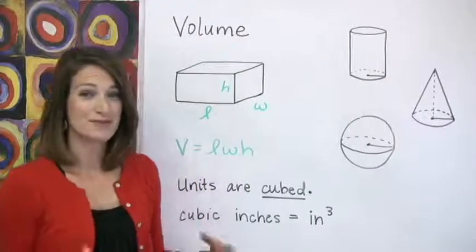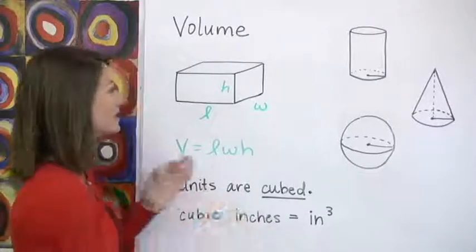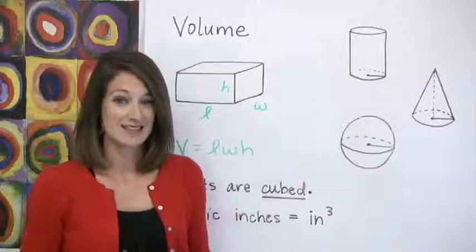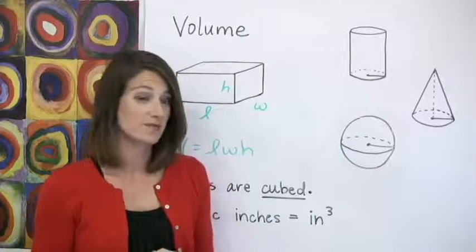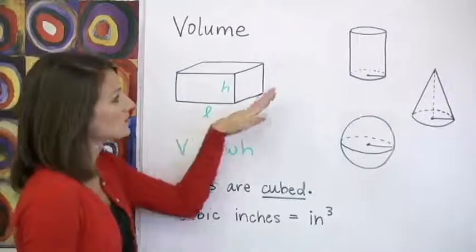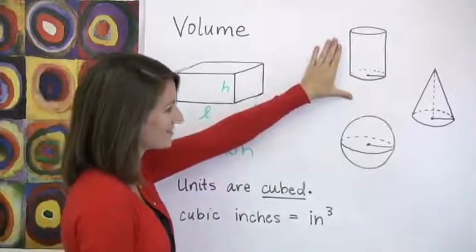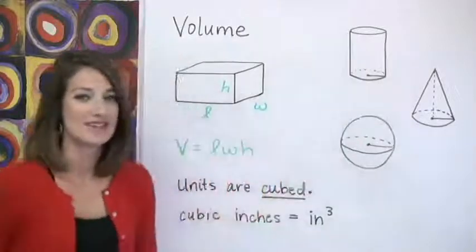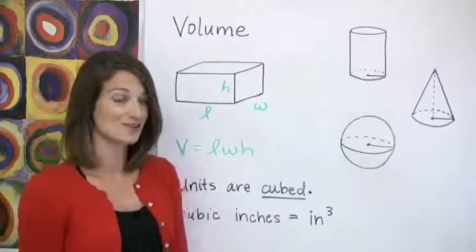Now, volume is a measure that we use in order to determine the amount of space enclosed inside a solid object. In this section, we're going to work with a few different types of those objects, the first of which is a rectangular solid. You'll also see some right circular cylinders, some cones, and some spheres. First, though, let's see how we find the volume for a rectangular solid.